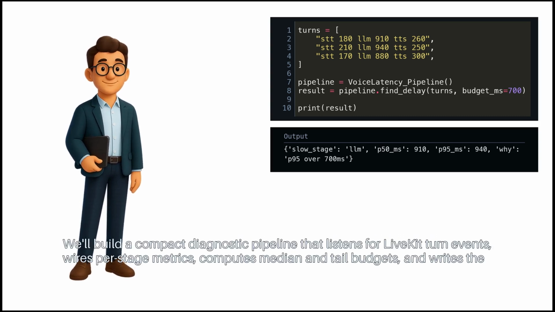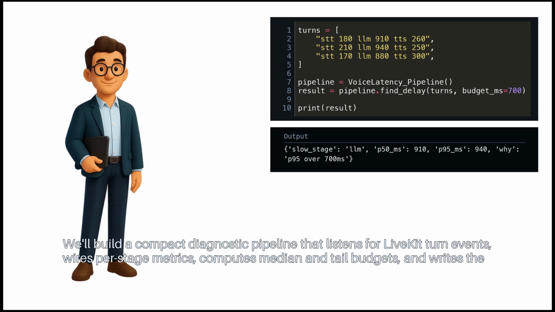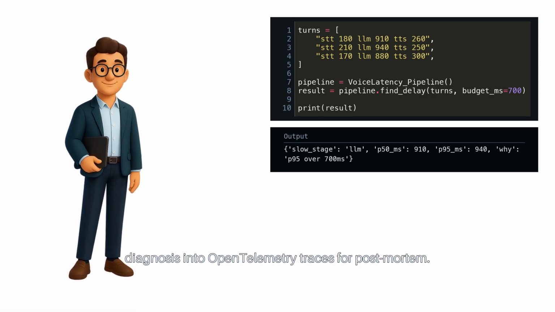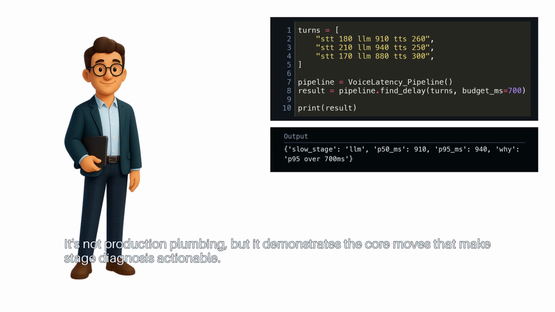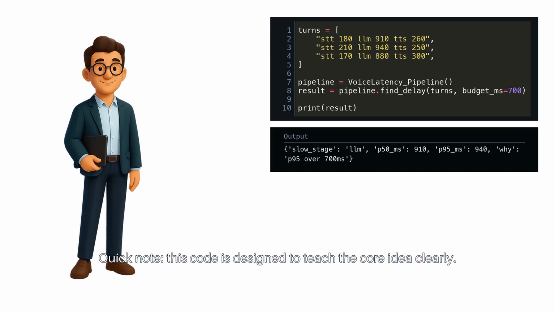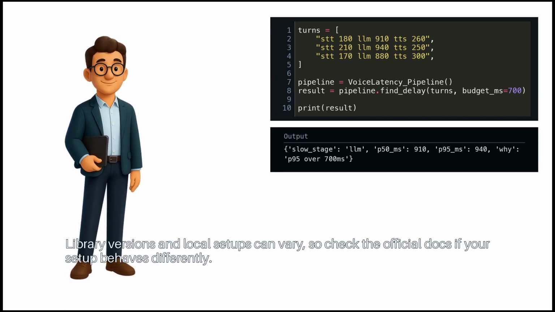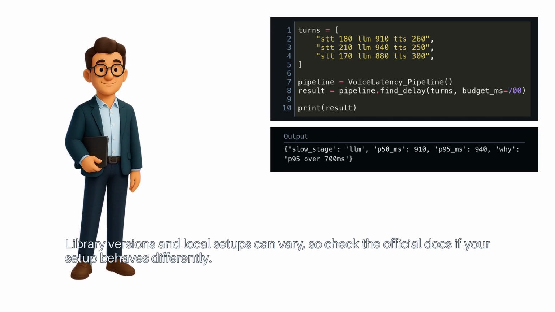We'll build a compact diagnostic pipeline that listens for LiveKit turn events, wires per stage metrics, computes median and tail budgets, and writes the diagnosis into OpenTelemetry traces for postmortem. It's not production plumbing, but it demonstrates the core moves that make stage diagnosis actionable. Quick note, this code is designed to teach the core idea clearly. Library versions and local setups can vary, so check the official docs if your setup behaves differently.